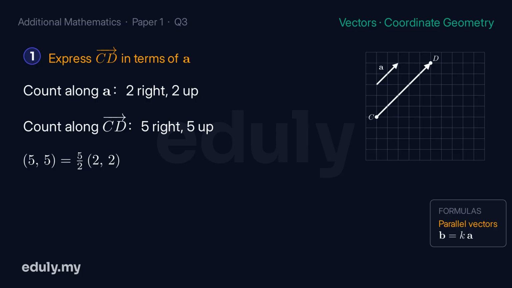5 is 5 halves of 2, and the same for the up amount. So CD's steps are 5 halves of A's steps. So CD equals 5 halves A.